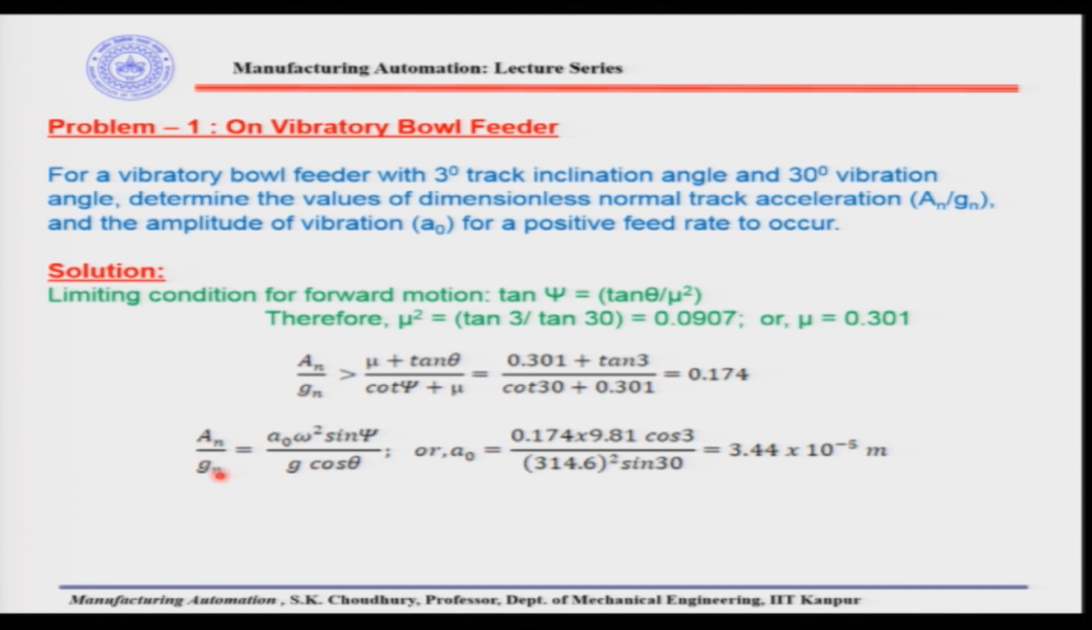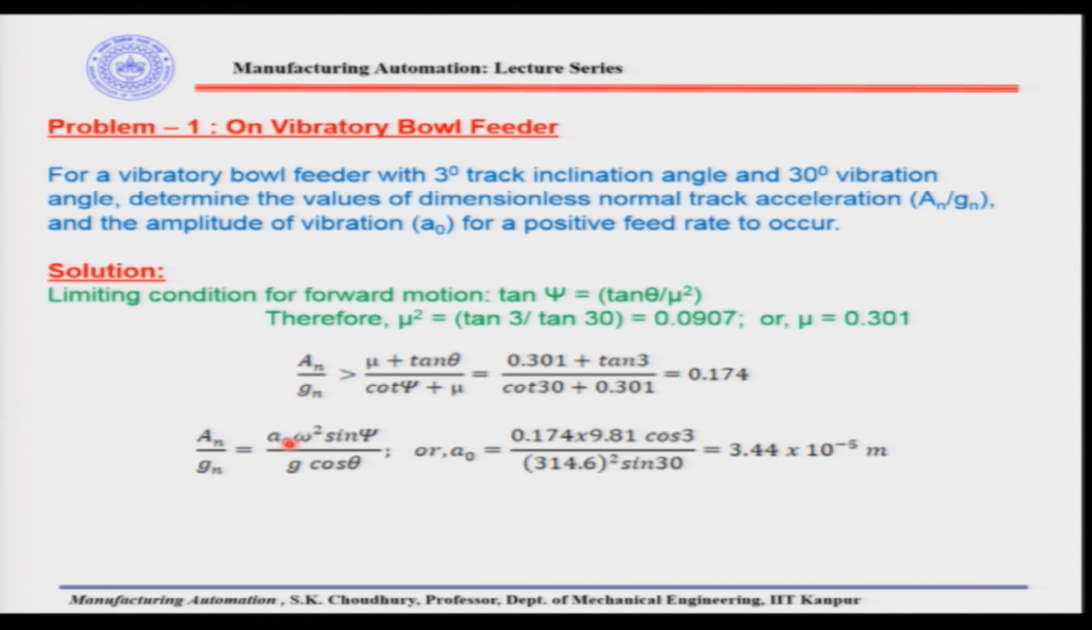Now, next we have to find the amplitude of vibration. An by Gn, we know, can be defined as A0 omega square sin psi divided by g cos theta. So from here you can find that A0 is equal to An by Gn into g cos theta divided by omega square and sin psi. So this is what we are doing.